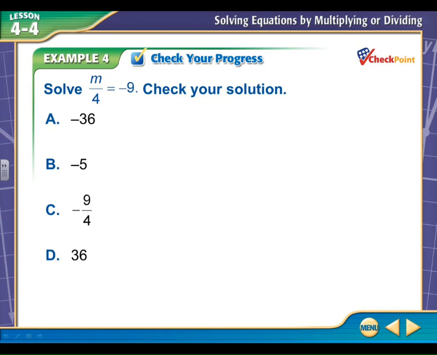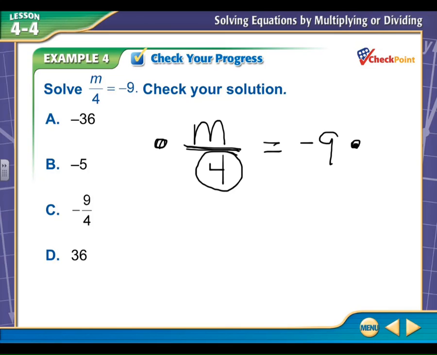All right, here we have m divided by 4 is equal to -9. The opposite of division is multiplication. So we're going to multiply both sides of the equation by the denominator that's with the variable. We're going to multiply by 4. This will simplify out, and we get m is equal to -36.